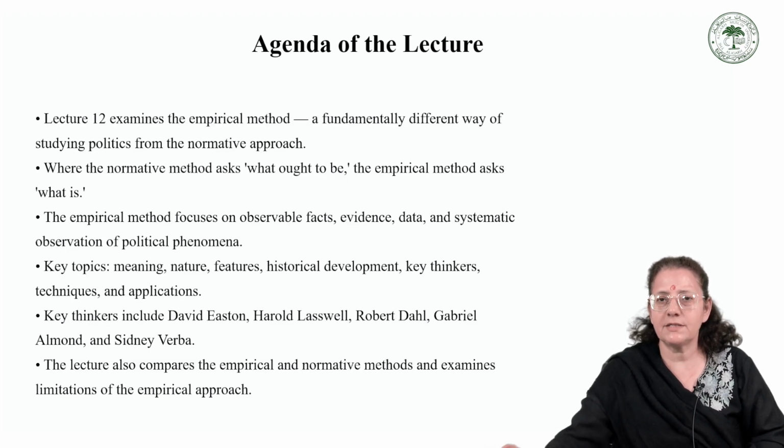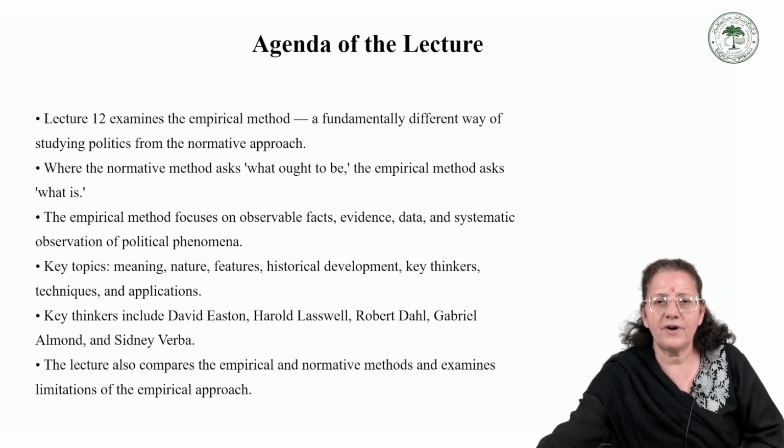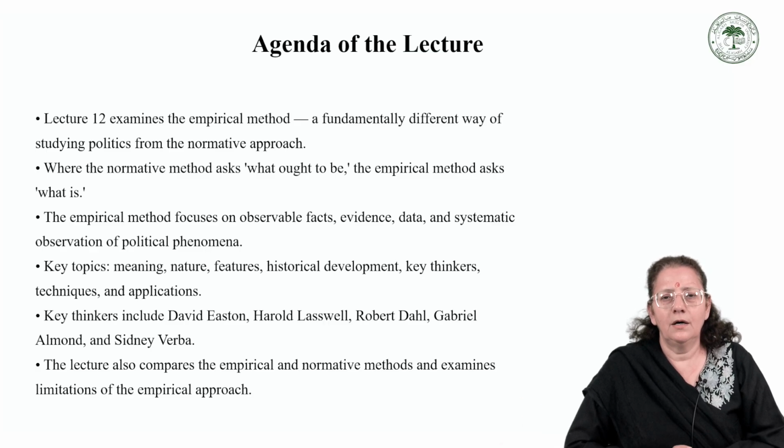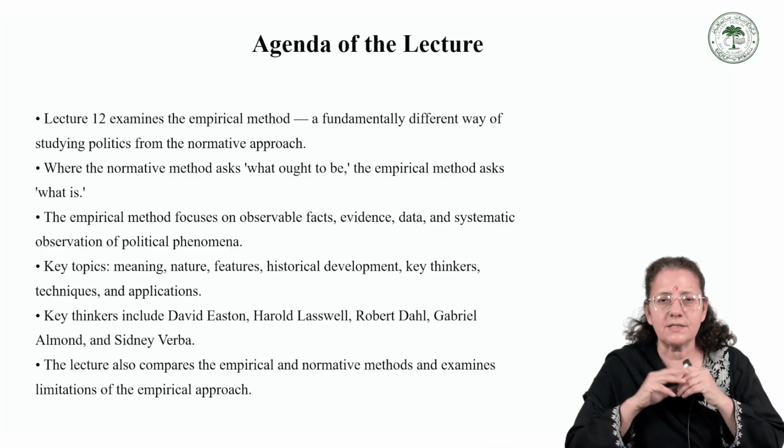We have already discussed the normative method. Now we turn to a second and equally important method, and that is empirical method. The empirical method represents a fundamentally different way of studying politics. Where the normative method asks what ought to be, the empirical method asks what is. It focuses on observable facts, evidence, data, and the systematic observation of political phenomena rather than on values or ideals.